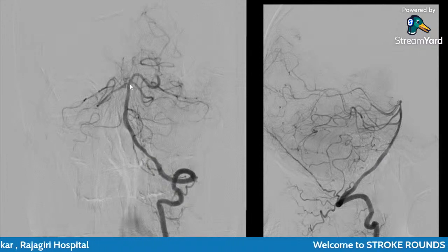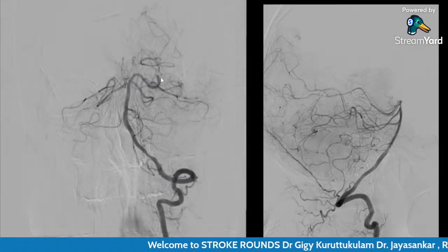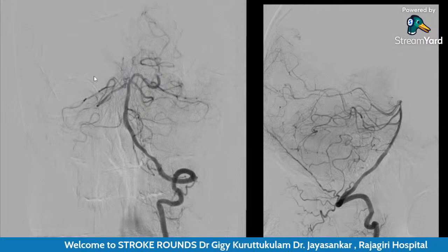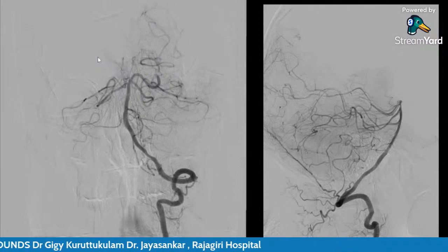So here it is dividing into, this is the superior cerebellar artery, and this is the posterior cerebral artery on this side. It is not seen on this side. You see only the posterior circulation filling on this side. Here, are you surprised? No.